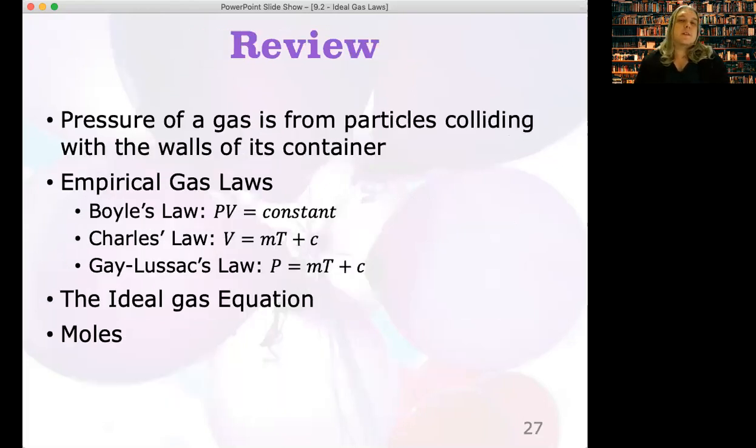So that's all the content for this lecture. We talked about pressure from a gas being about collisions. We talked about the three empirical gas laws, and then we tied them all together into the ideal gas equation. And then we introduced the term of moles as an alternative for talking about the actual total number of particles. So that's all of the content in one video. I will do another video on the questions, so there will be a second part to this, but not a third part.